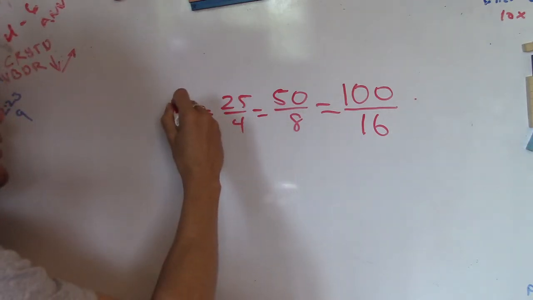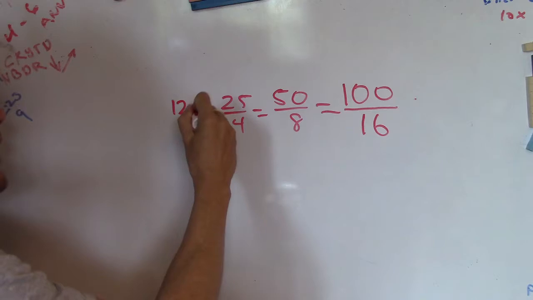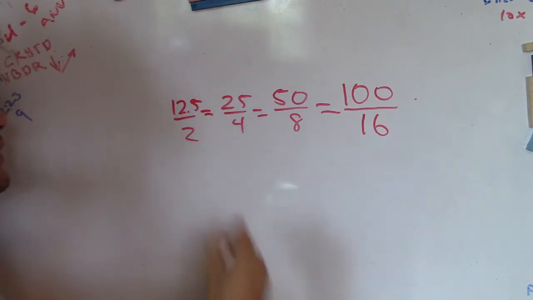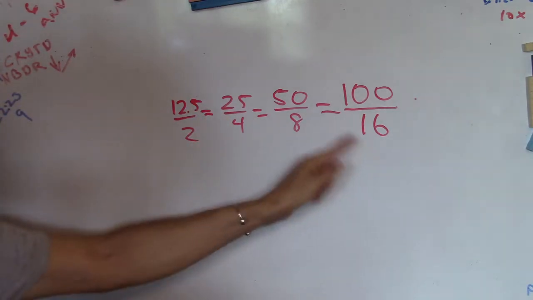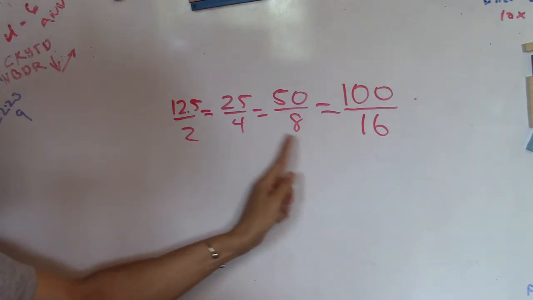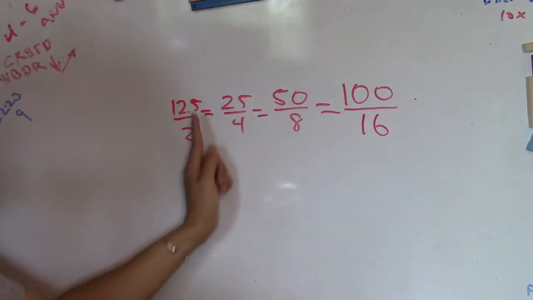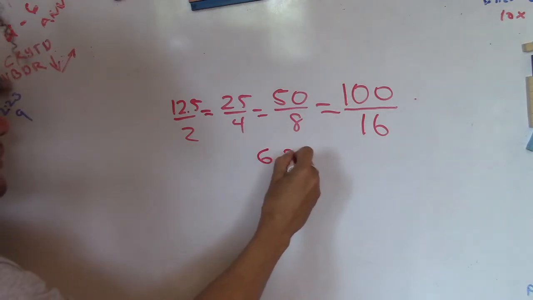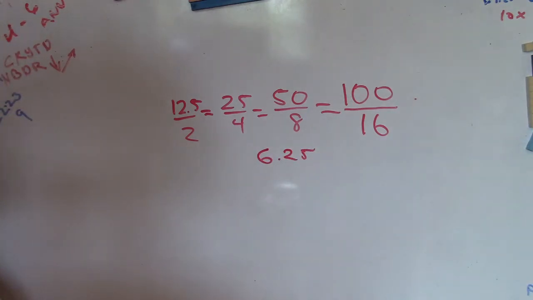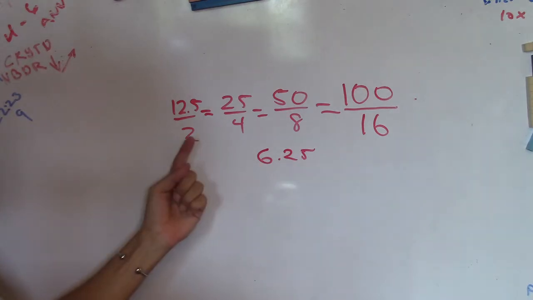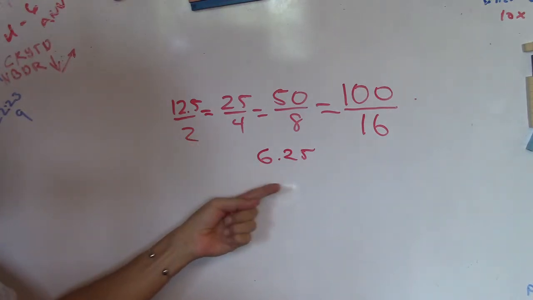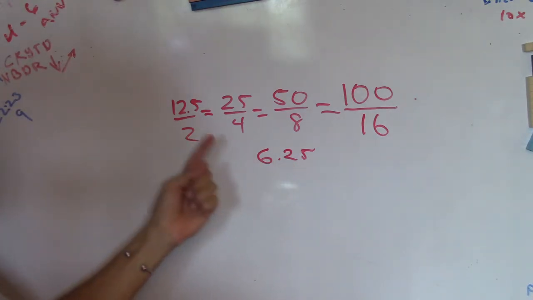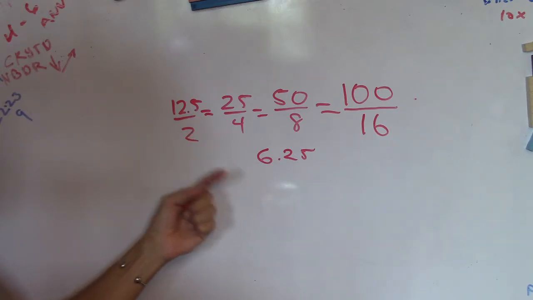How about 12 and a half divided by 2? 2, 4, right? We're halving each time. Okay, so what's 12 and a half divided by 2? I hope that's easy. 6.25. Pretty easy, isn't it? 2 6s and 2 5s, 2 quarters, makes 12. That's pretty simple.